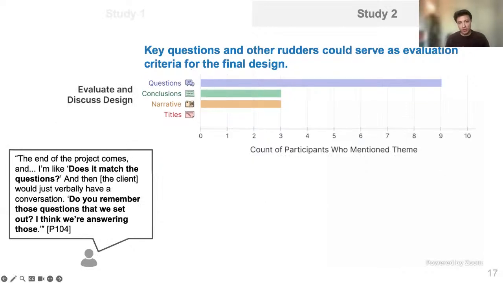And while we focus on the beginning stages of the design process, these rudders could also be useful for discussing the design's relative success. So one participant here describes a hypothetical conversation with a client in which they refer back to the original set of questions and try to determine whether those questions are answered in the design provided. And they discuss later iterating on this process as well with the client.